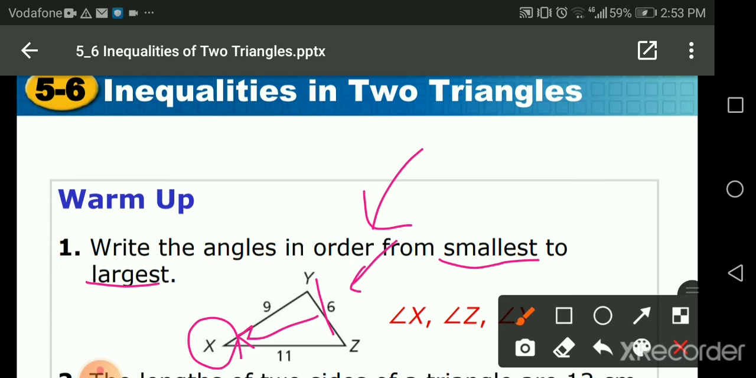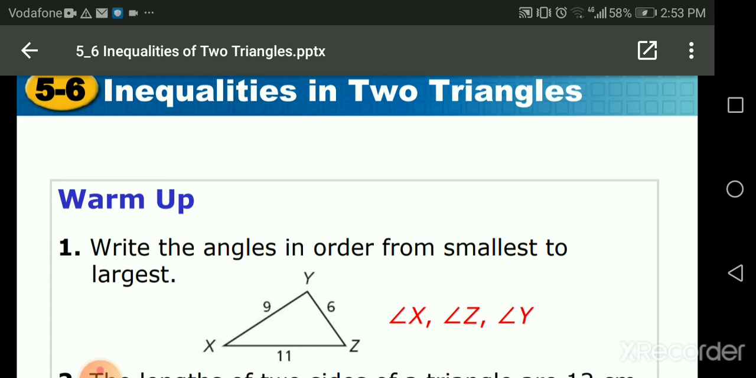Then I have 9. It's opposite to angle Z. So the second one will be angle Z. Then I have 11, opposite to angle Y. So angle Y will be the largest angle.